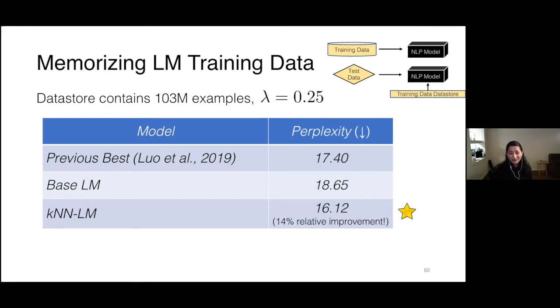Now, this large boost from using KNN-LM without any additional training and without any additional data is really quite surprising. It shows us that simply memorizing the training data can help improve LM generalization.